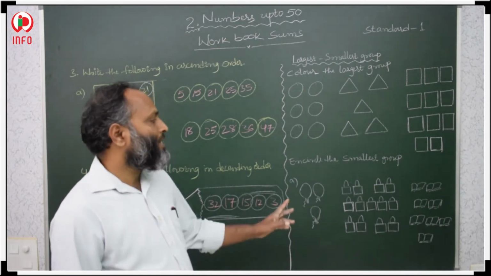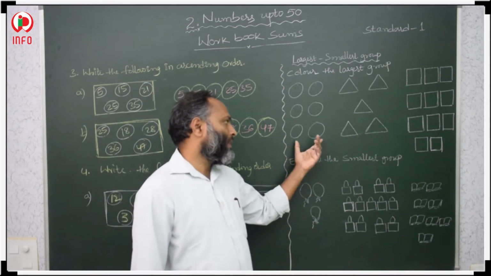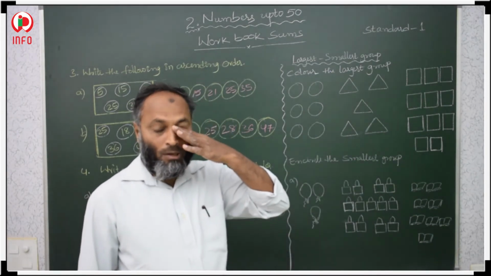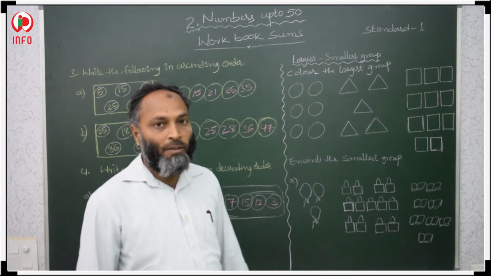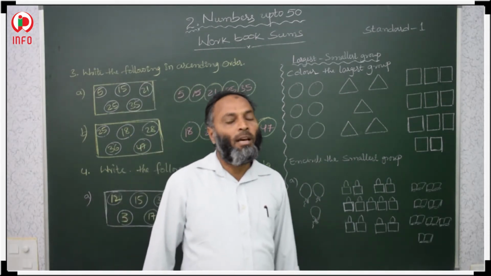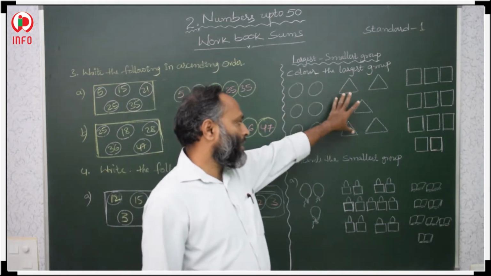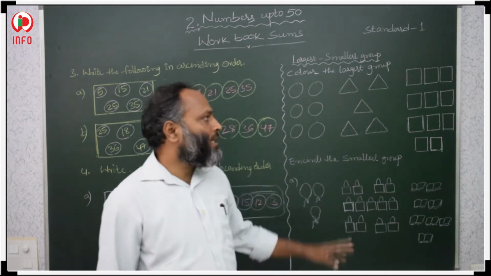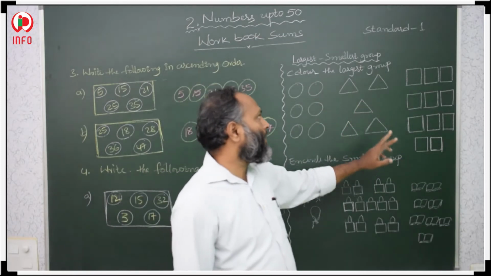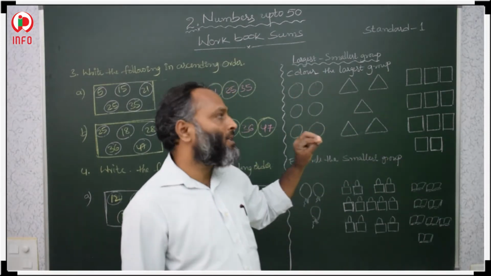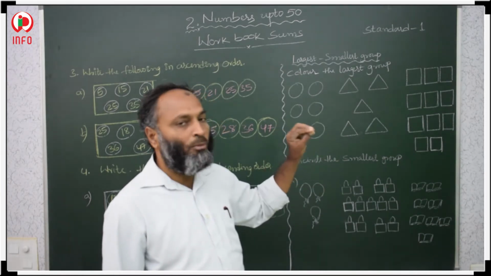Now, the next, largest and smallest groups. Here some pictures are given. Here I took circles, triangles and squares. But in your textbook, other pictures are given, penguins and other pictures. In these circles, triangles and squares, we have to color the largest group. Whatever the largest group is, for that group we have to color.